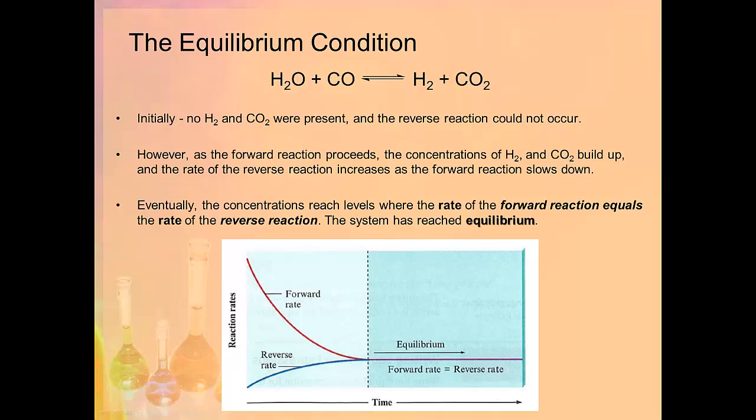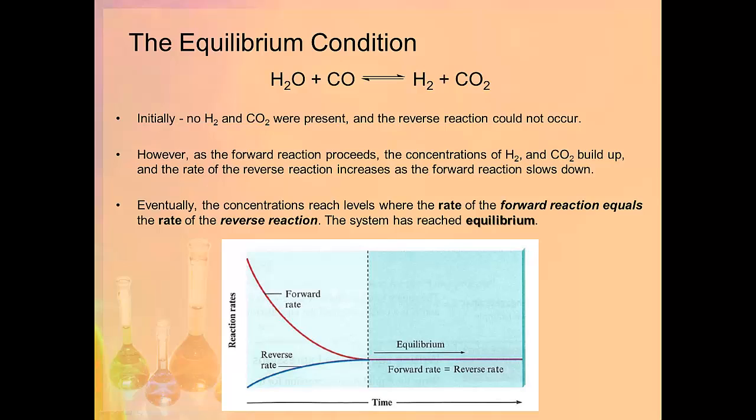And the rate of the reverse reaction also increases, because as those products are forming, that reverse reaction, that right to left reaction, can start to proceed as well. So there's two reactions here. There's the forward reaction from left to right and the reverse reaction from right to left. And as the concentrations of those products build up from the forward reaction, they're actually the reactants for the reverse reaction. So eventually the concentrations reach levels where the rate of forward reaction equals the rate of reverse reaction, and at that point the system has reached equilibrium.